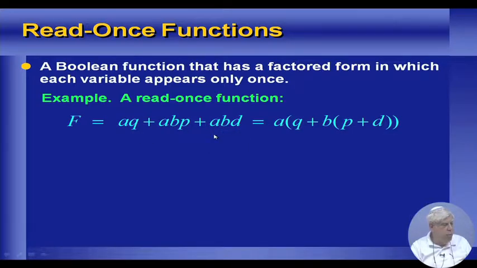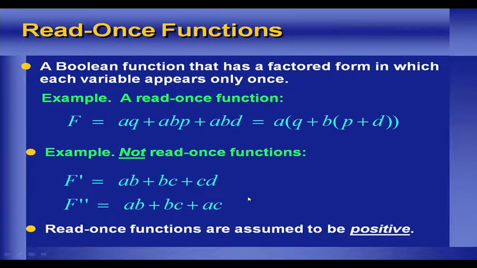Now this formula has A appearing three times, has B appearing twice, but we can pull out the A, pull out the B, and we have this equivalent logic form where every variable appears exactly once. That's the idea of a read once function, that you can factor it into a form where every variable appears exactly once. Why might you be interested in that? Well, imagine if you have an AND/OR circuit that implements this function. You only have one input for A, one input for B, etc. It goes into gates. You have no place where A has to be split into two different gates. Everything is unique.